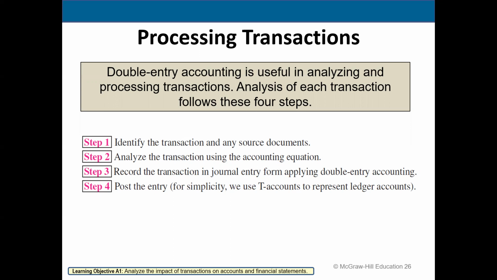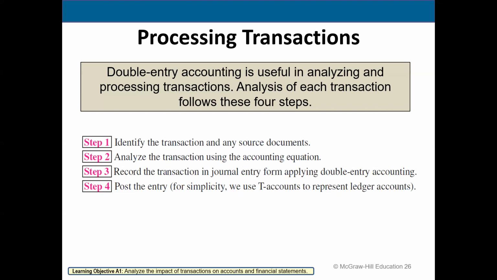Source documents could be things like receipts or invoices, anything where I get the information. In step two, I analyze the transaction using the accounting equation. Step three, I record the transaction in a journal entry form and apply the double entry accounting rules, debits and credits. And then finally, we post an entry. We use T accounts in accounting, and sometimes they use a ledger, which is just like a T account, but it looks a little different, and sometimes has a little more information. Anyway, so that's the process that we use when we record things in accounting.